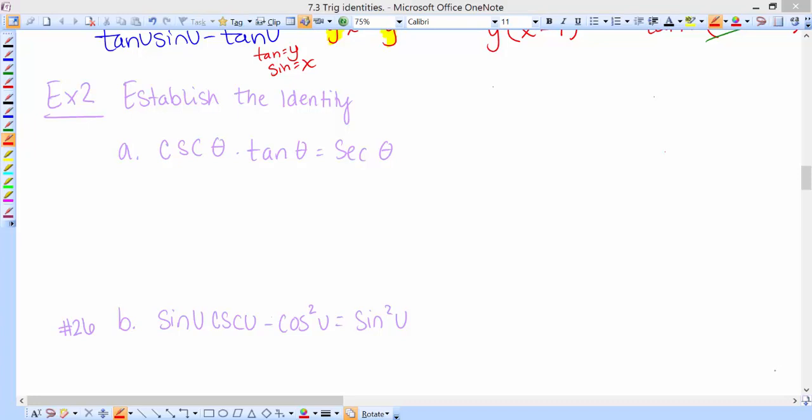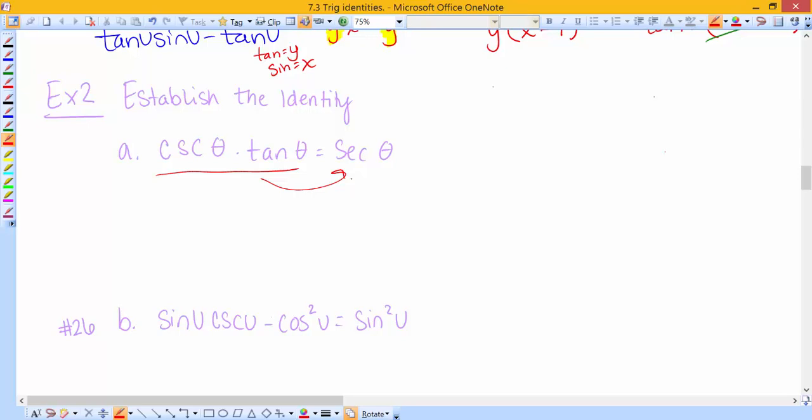This is going to take some time. Have your identity sheet out with you. If you haven't got that out, pause the video, get your identity sheet. So establishing the identity, we are going to prove that the left side equals the right side, and the right side equals the left side.